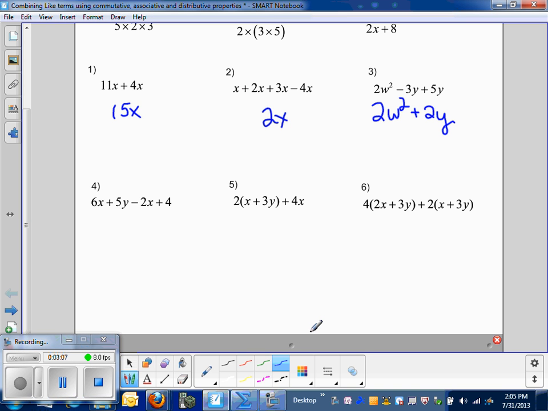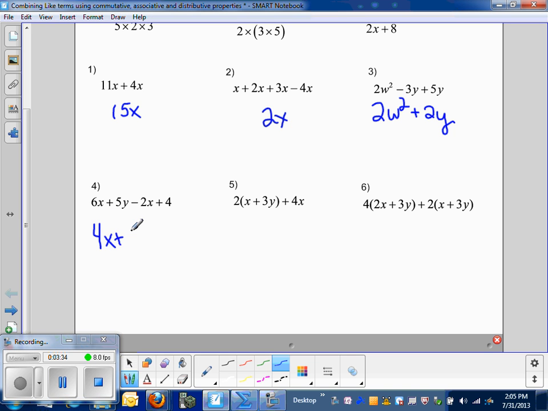Number 4, we have 4 terms: 6x plus 5y minus 2x plus 4. So we have 2 terms with a variable x, 1 term with a variable y, and 1 term which is just a number, which we call a constant. So we're going to combine the x's together. 6x minus 2x is 4x.